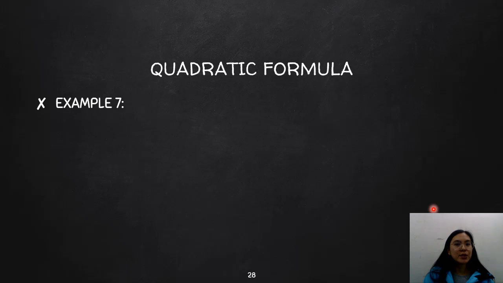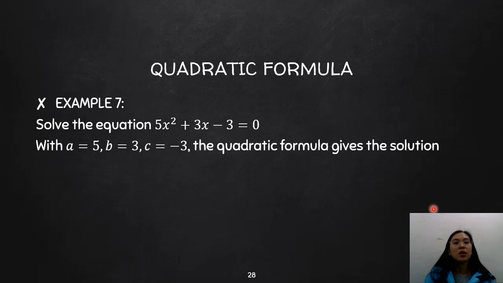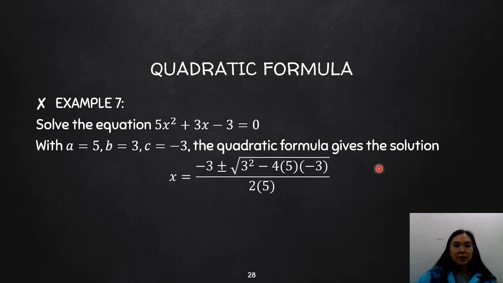So let's have example number 7. So solve the equation 5x squared plus 3x minus 3 is equal to 0. So with a is equal to 5, your b is equal to 3, and your c of course is negative 3. The quadratic formula gives the solution. Diba? Negative 3 plus minus square root of 3 squared minus 4 times 5 times negative 3, all over 2 times 5.